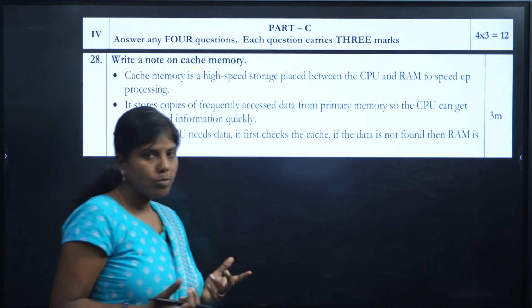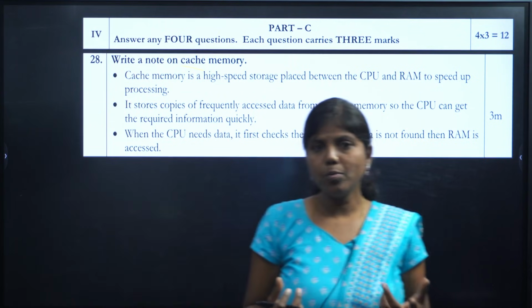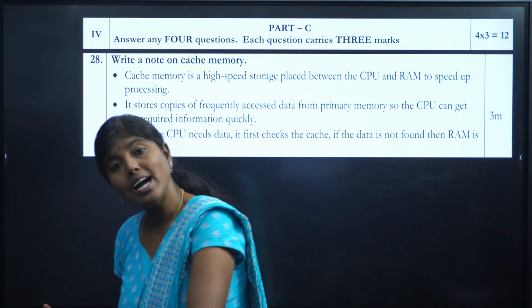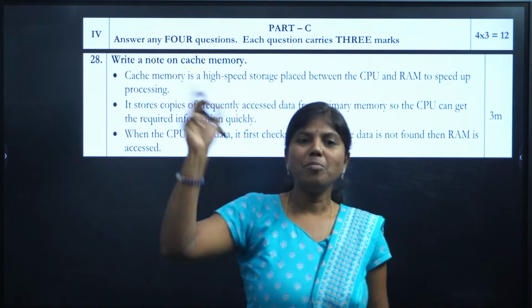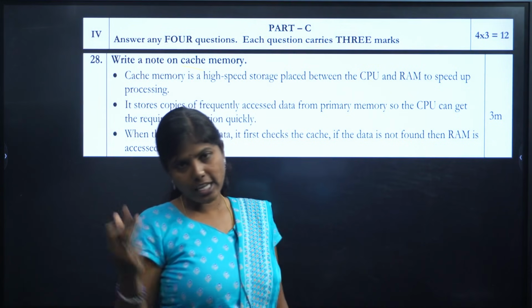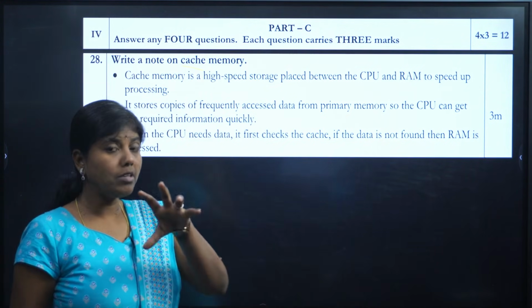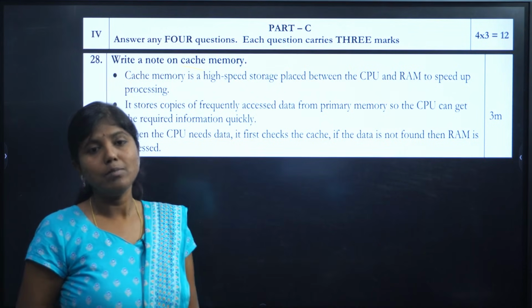So what is cache memory? There are 3 points you can tell here. What are the 3 points? Very simple. Cache memory is going to be a temporary high-speed memory. Types of cache are L1, L2, L3 cache. And then we have a point to remember here: frequently used data will be stored in this.